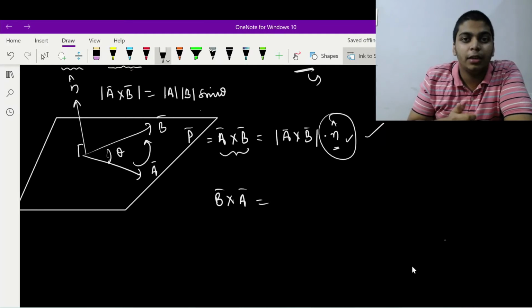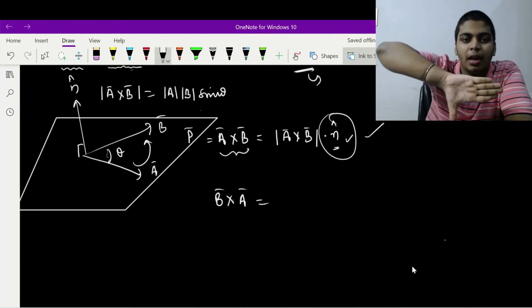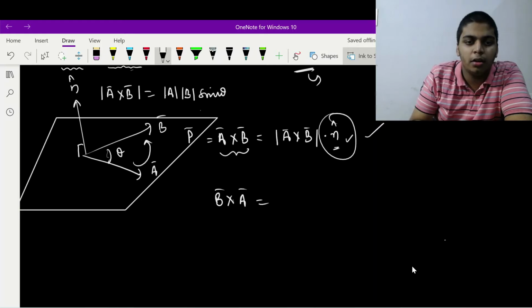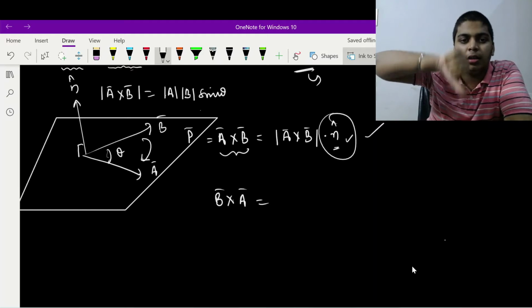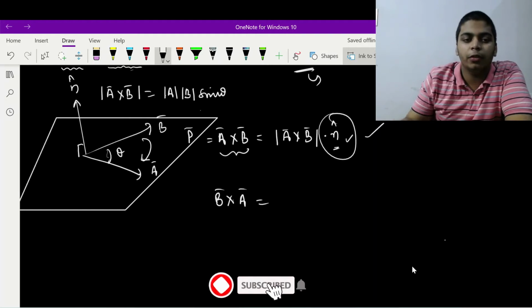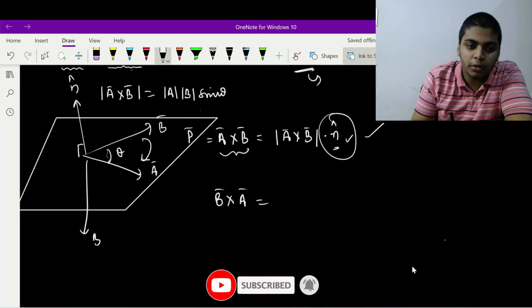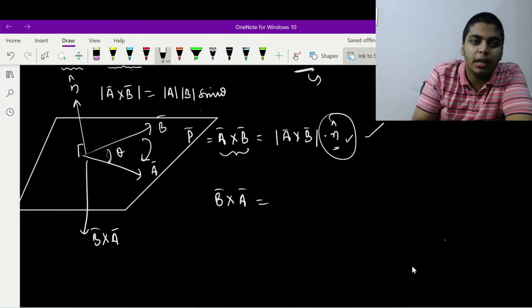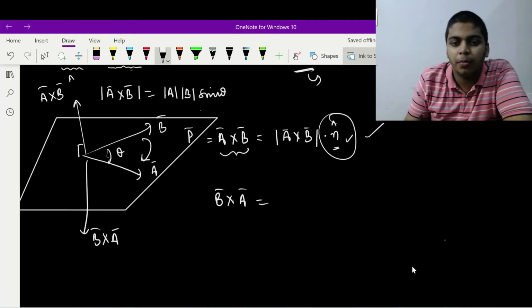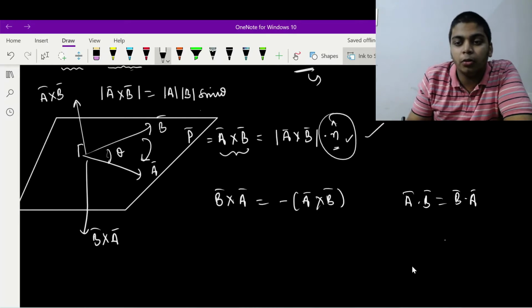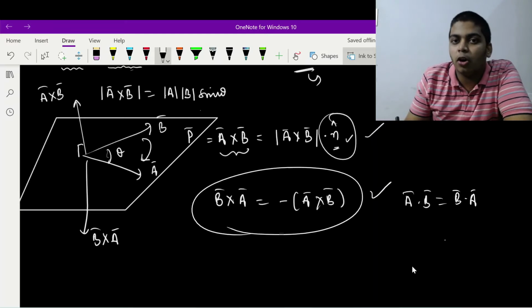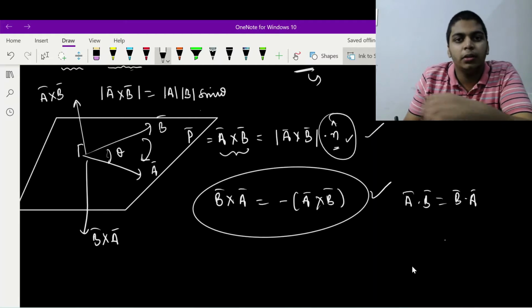Now if I try to find b cross a, that is placing my palm on b and curling my fingers towards a, that is in the clockwise sense, exactly the opposite of the previous case. So your thumb represents downward. This is the direction of b cross a, and this is the direction of a cross b. So b cross a is exactly opposite of a cross b. But in the case of dot product, a dot b is exactly equal to b dot a. Don't get confused: in this case, b cross a is exactly opposite of a cross b.